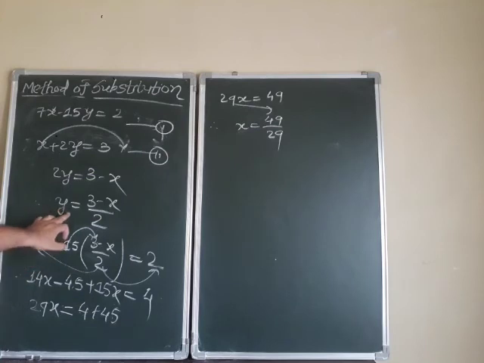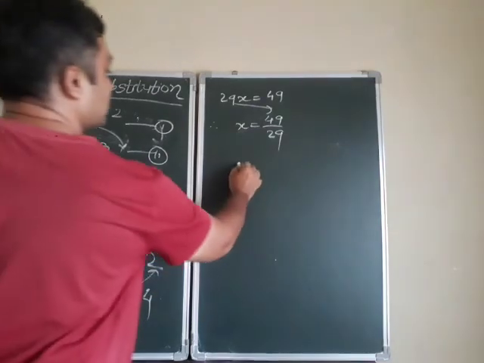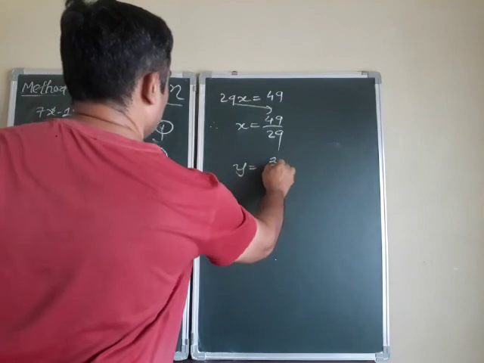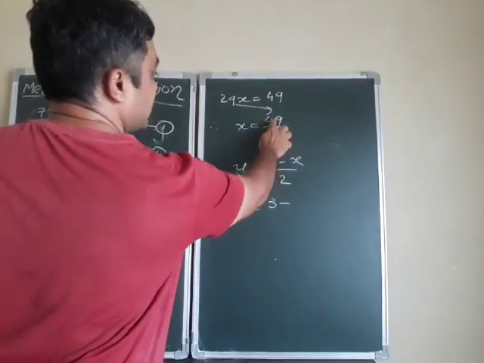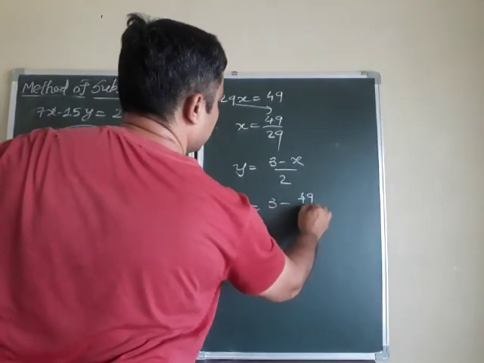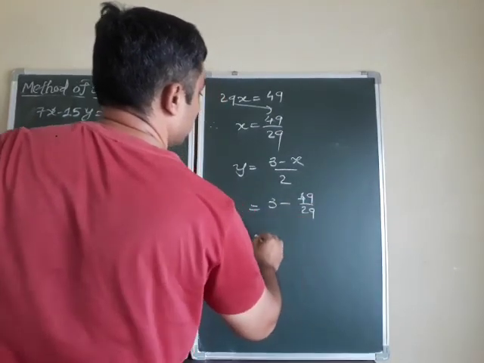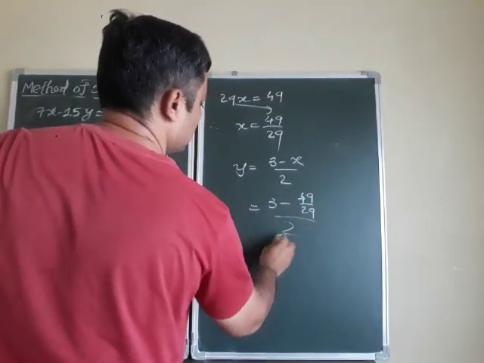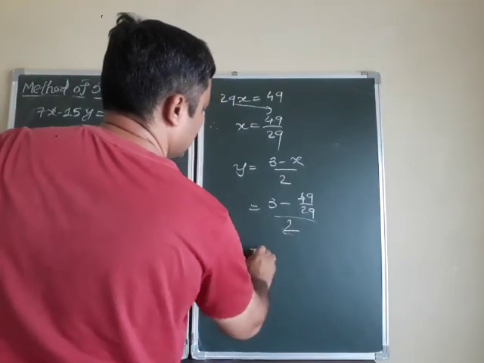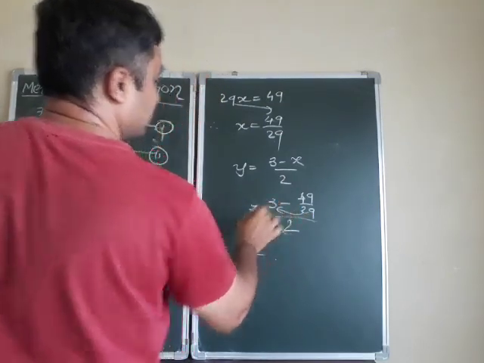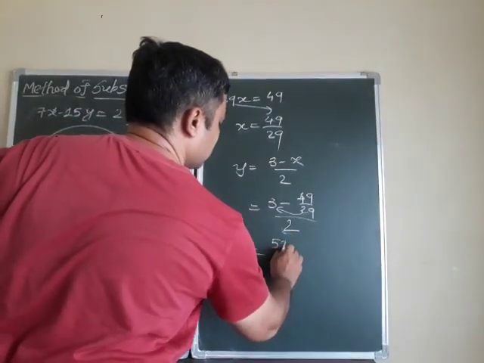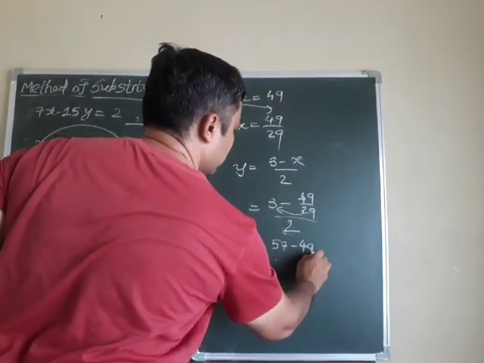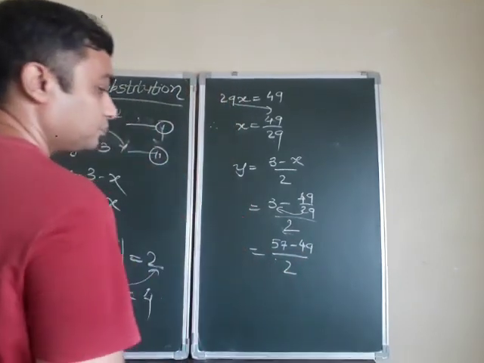Now we need to find out y. So y is here, see y. y is equal to (3 minus x) by 2. So it is equal to 3 minus x. I substitute x. So it is 49 upon 29, upon 2. Now I take the LCM of 29. Clear? So 29 threes are, so that's 57 minus 49 upon 2.